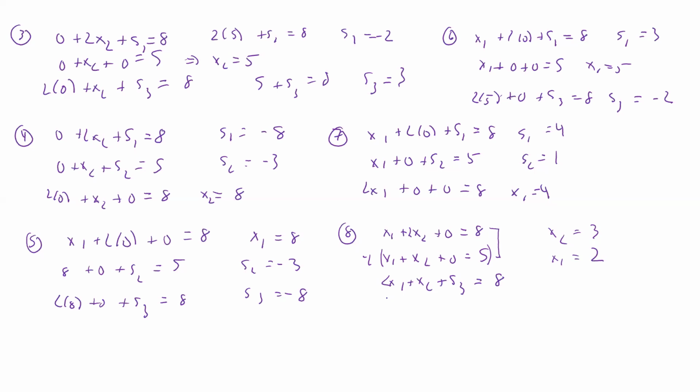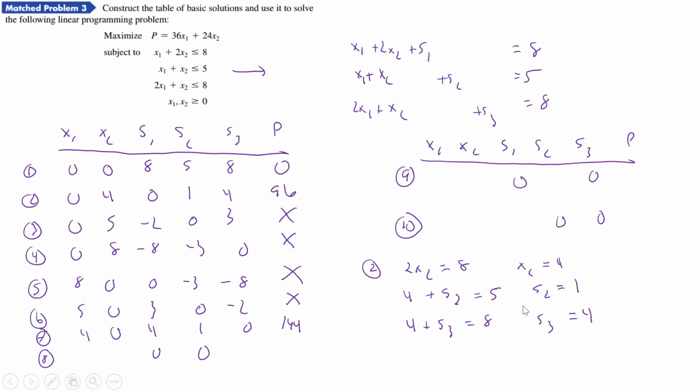And if that's the case, we'll have 2 times 2 plus 3 plus s3 equals 8. And so that's going to be what, 4, 7. So s3 equals 1. Okay. So it looks like 2, 3, 1 is going to be my next one. So 2, 3, 1. And those are all positive.